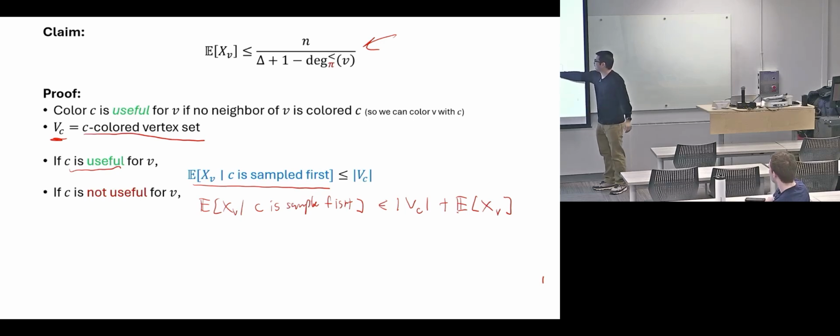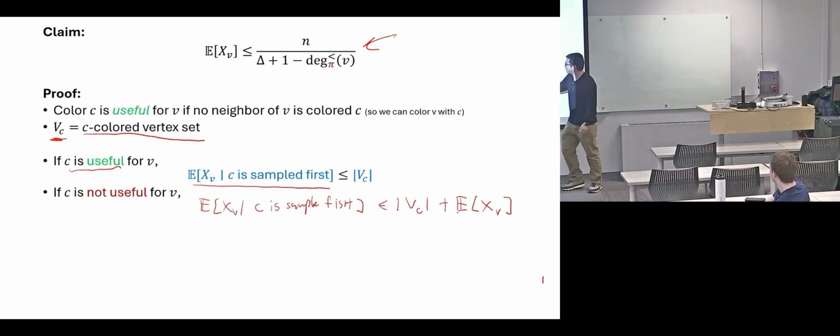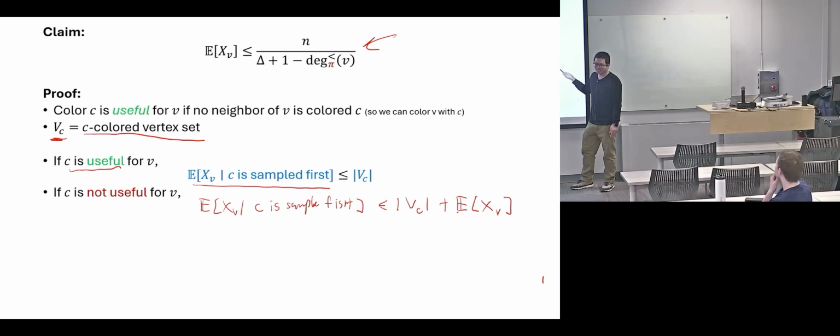Right, this is the time that I would spend on V in expectation if I know nothing. This is the time that I would spend on V if I know that the first color that I sample is not useful. If I know that, I need to spend this much time, and I start over. So this is just the thing that you're going to spend.